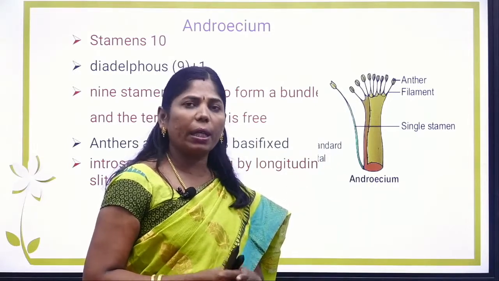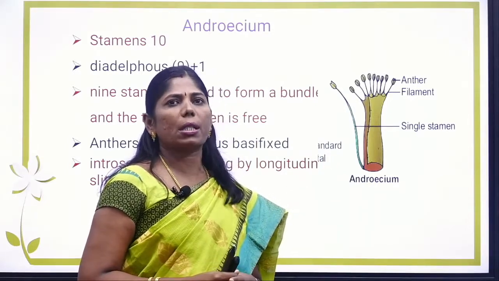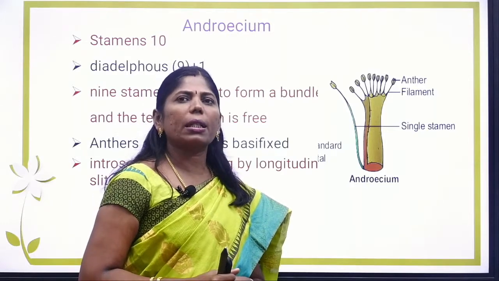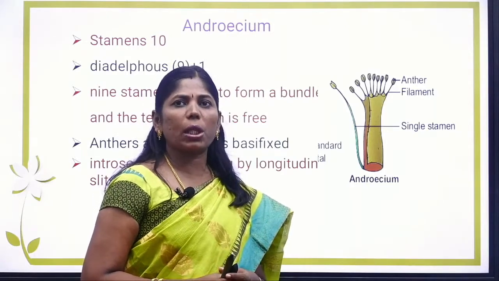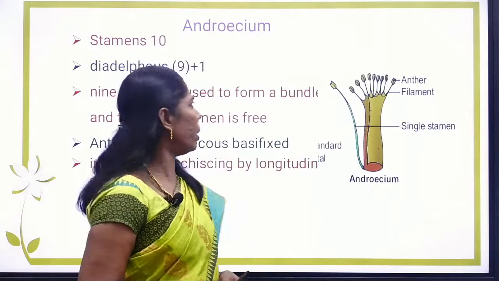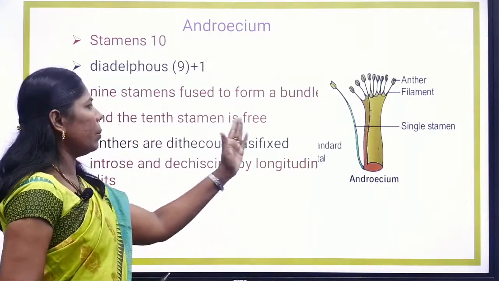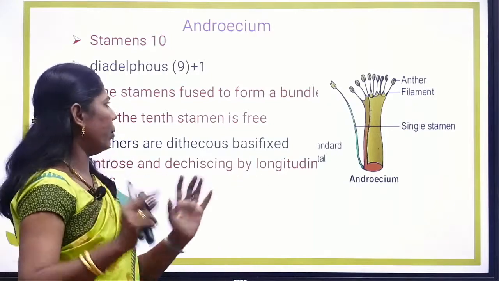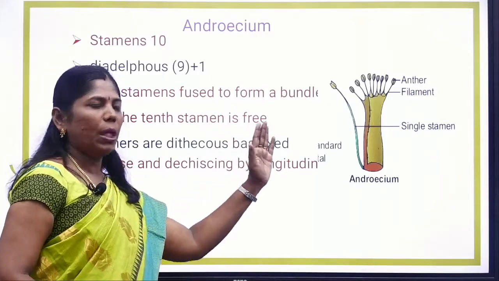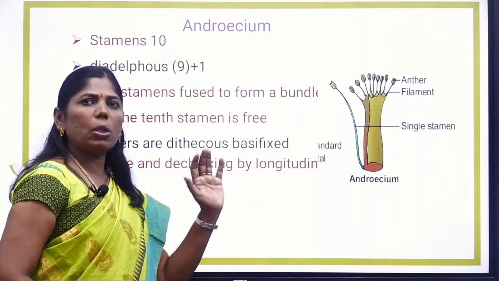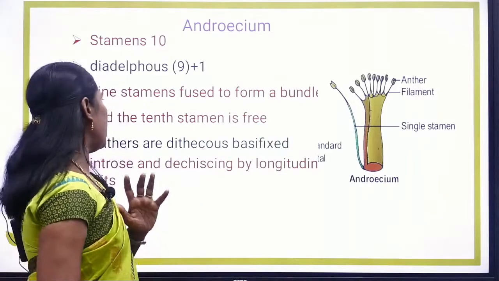Okay, so if a question comes asking where we can see the 9 plus 1 arrangement of stamens, we can see it in the Fabaceae, especially in Clitoria ternatea. Okay, so 9 stamens are fused to form a bundle, and the 10th stamen is free. Free means it is separate. Okay, we consider this another bundle. That is one bundle, this is one bundle. So what do we call it? Diadelphous in condition.